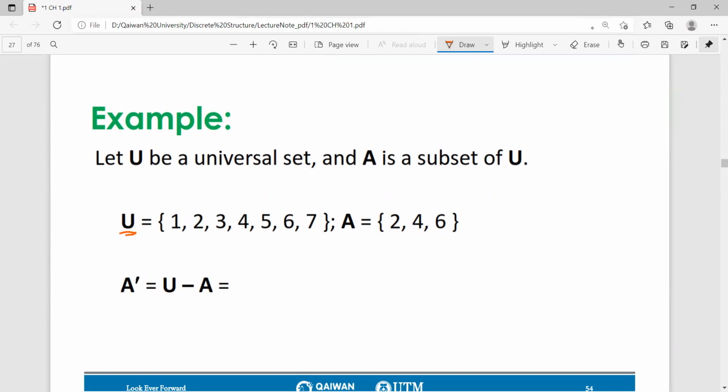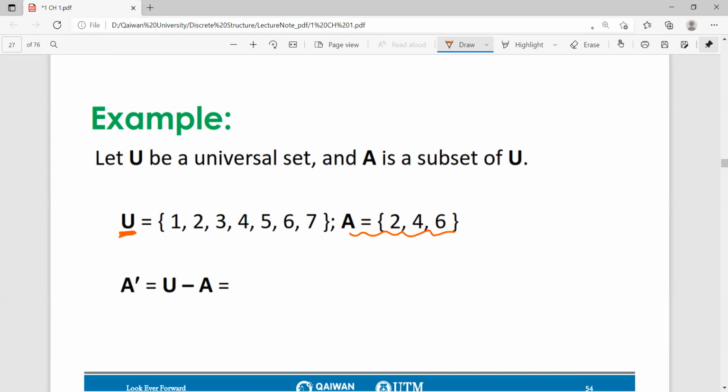Here we have the universal set. If you are asked to find the complement of a set, the universal set should be given. Even if it's not given, you should find a universal set for the sets which are given. But generally, it should be given. Here, this is the universal set, which is 1, 2, 3, 4, 5, 6, and 7. And the set A is 2, 4, and 6.